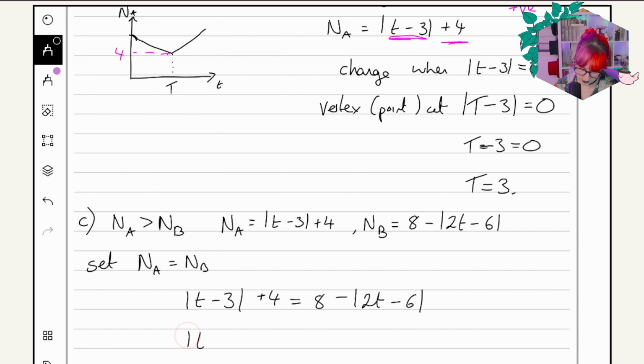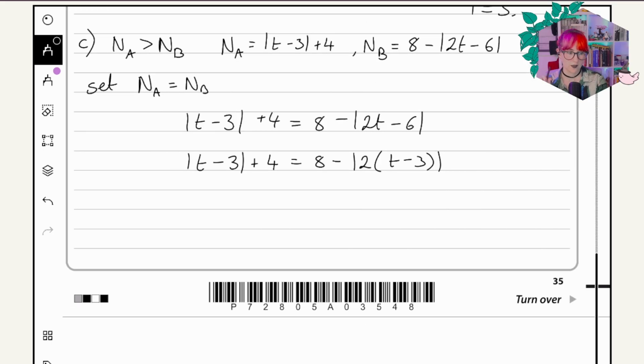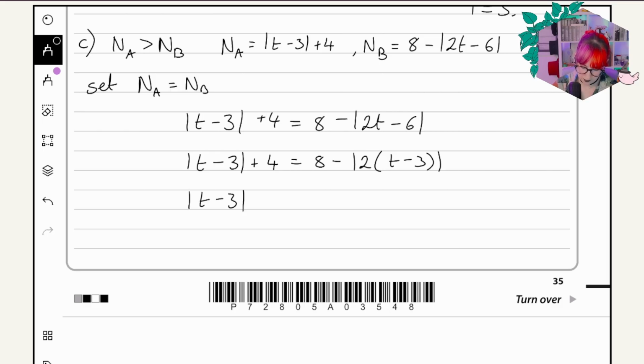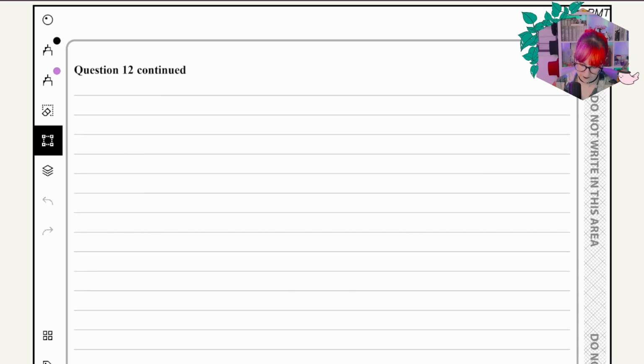So I'm going to leave that side alone for the minute, and I can see that there's a factor of 2 here that I can take out. So 8 minus 2 modulus of t minus 3. If I take that outside of the modulus, that's fine, because 2 is always going to be a positive number. So I get modulus of t minus 3 plus 4 is equal to 8 minus 2 modulus of t minus 3. Let's copy that and take it over to the next page. They should give us another page. Nice.